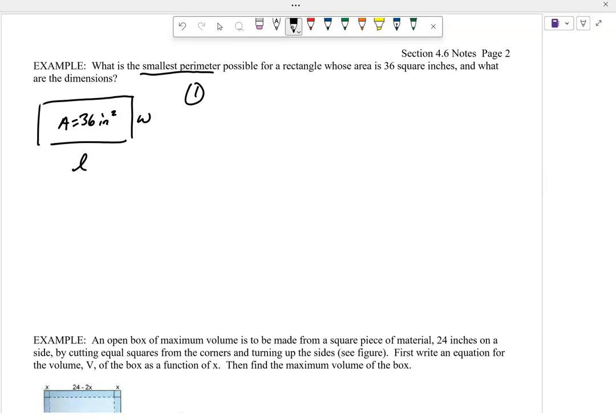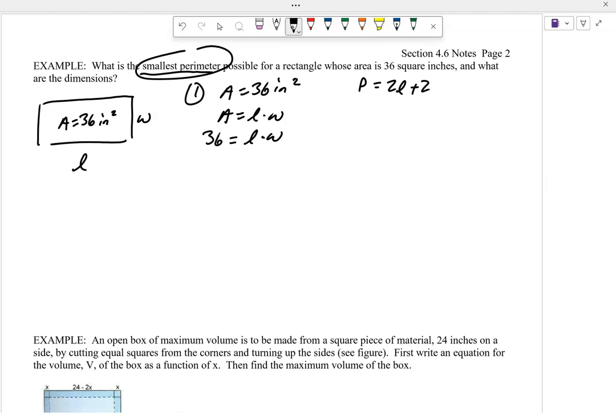So number one, we're given that this area is 36 square inches. Well, we know area is length times width. So the area is 36. Now we're trying to minimize perimeter, right? So our perimeter is 2L plus 2W. So this is what I want to minimize.